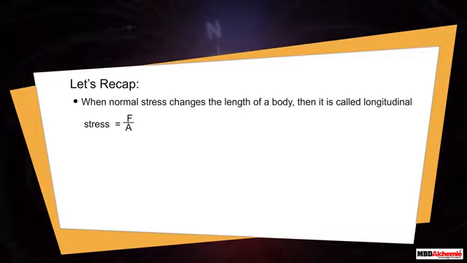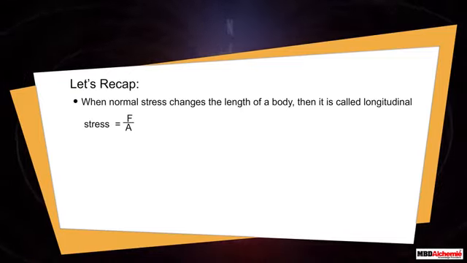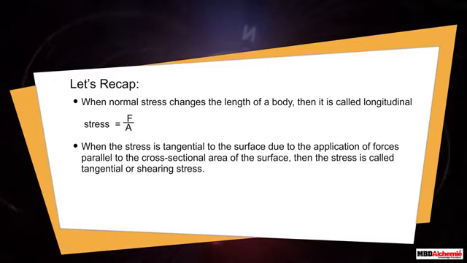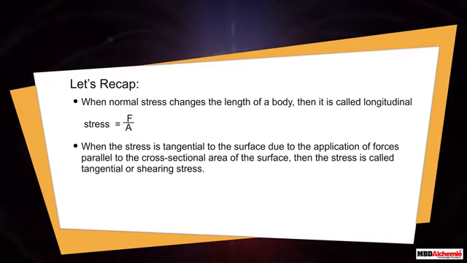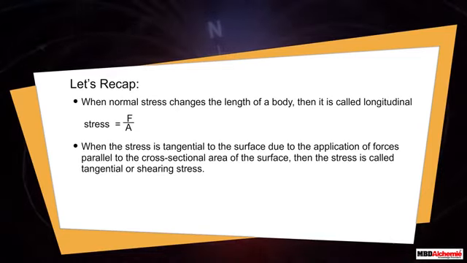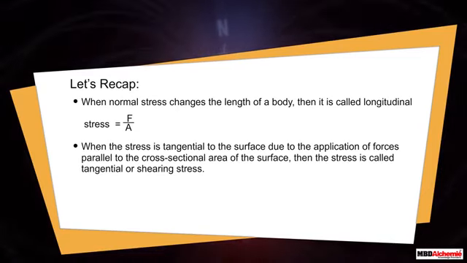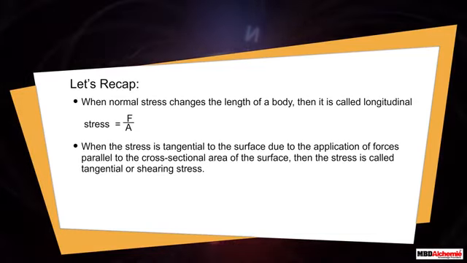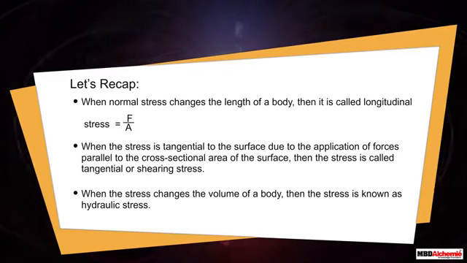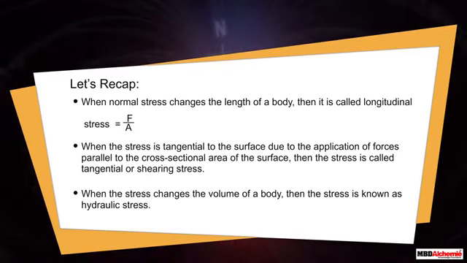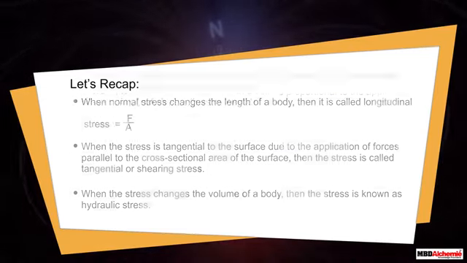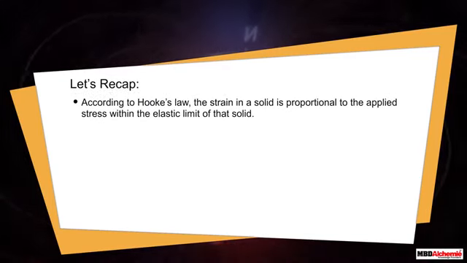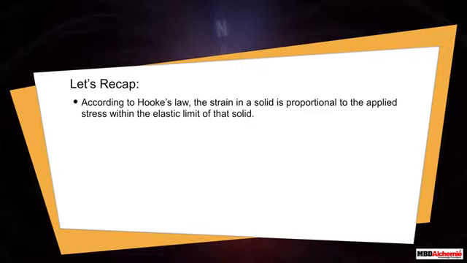When normal stress changes the length of a body, then it is called longitudinal stress, equal to F upon A. When the stress is tangential to the surface due to the application of forces parallel to the cross-sectional area of the surface, then the stress is called tangential or shearing stress. When the stress changes the volume of a body, then the stress is known as hydraulic stress. According to Hooke's law, the strain in a solid is proportional to the applied stress within the elastic limit of that solid.